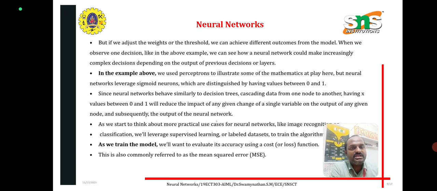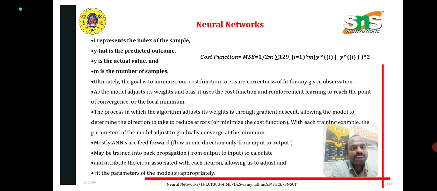So here, based on the above example, you can say this is the training model. And again, based on the training model, we need to find the cost function. The cost function should be minimum, that is the mean square error. It is defined as 1 by 2m, summation from 1 to m, where i represents the index of the sample, y is the predicted outcome, y is the actual value, and m is the number of samples.